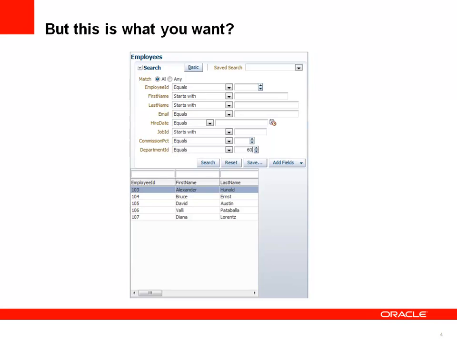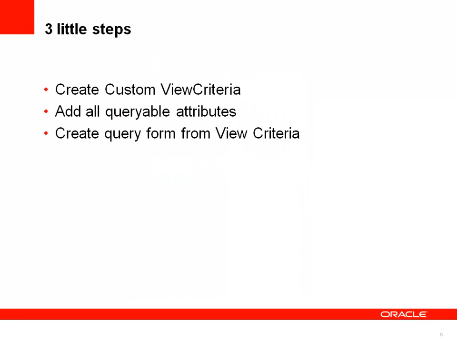Now if you want to have your ADF search form starting in the advanced mode, then this is not what we get by default. To implement that solution, three little steps are required. So one is to create a custom view criteria. And the view criteria is a named where clause, as I will detail later in the demo. You will add all queryable attributes as the default implementation will do, and then the search form is what you create from your custom view criteria and no longer from the default view criteria.